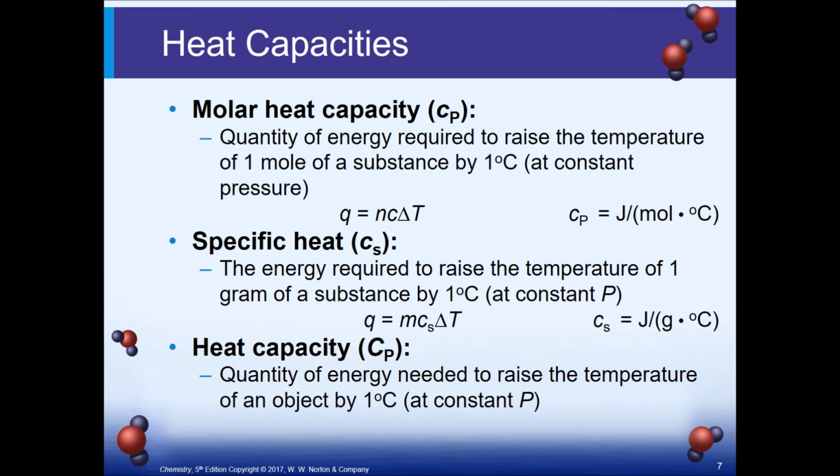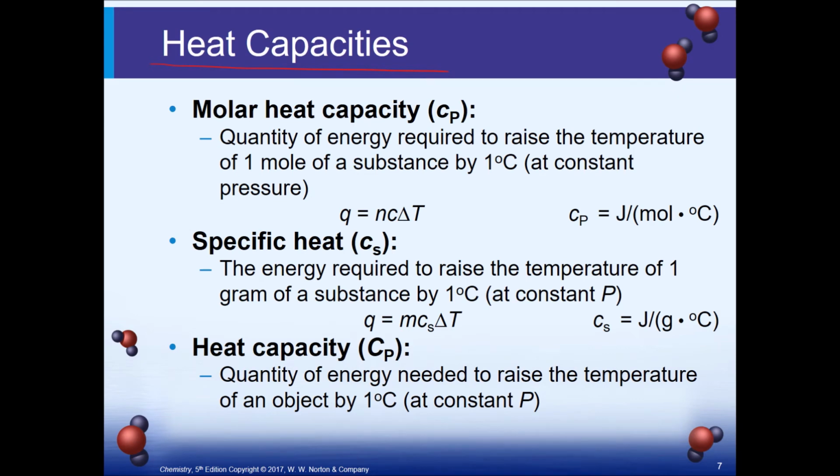Let's now take a look at the other part of the heating curve that we looked at, which is the energy involved in changing the temperature of a substance. And to do this, we'll use a property called heat capacity. There are three slightly different types of heat capacities that we'll look at. They all are the exact same general idea, however, which is simply that the heat capacity is the amount of energy required to raise the temperature of a substance 1 degree Celsius.